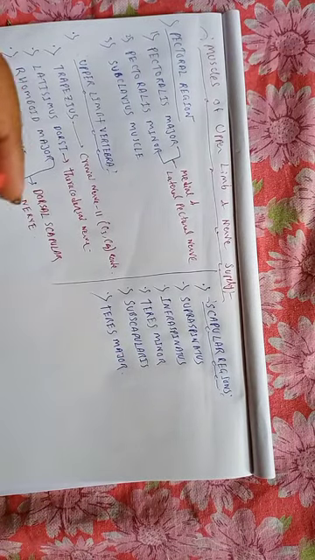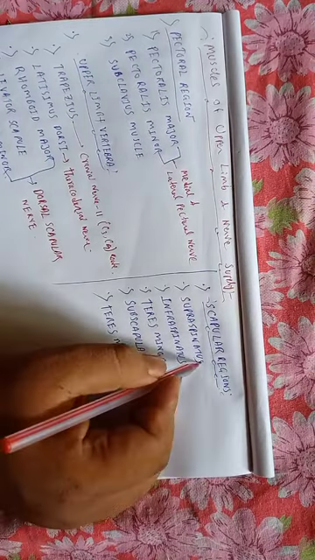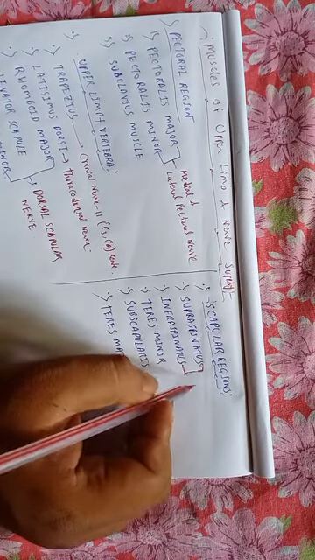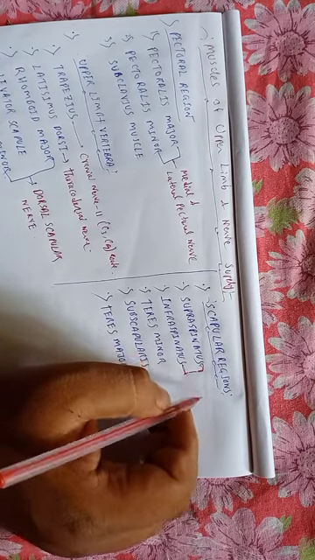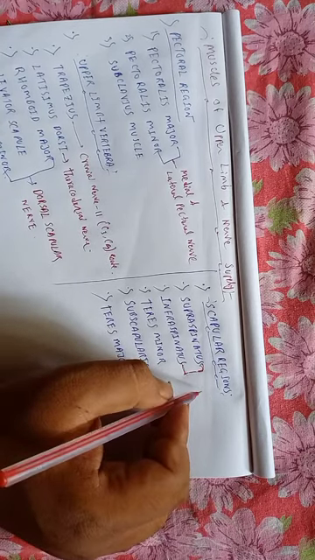Okay guys, now we have to know their nerve supply, which is also very important here. First of all, the supraspinatus and the infraspinatus, both muscles are supplied by a single nerve, that is the suprascapular nerve.